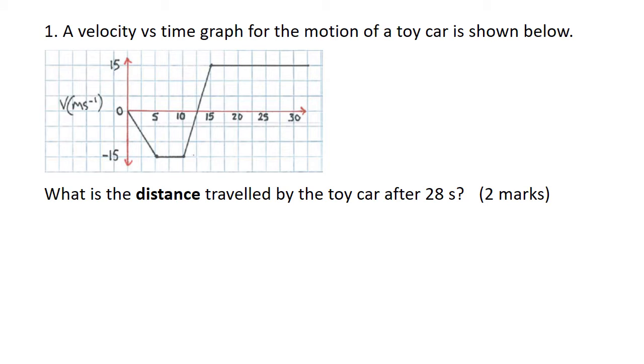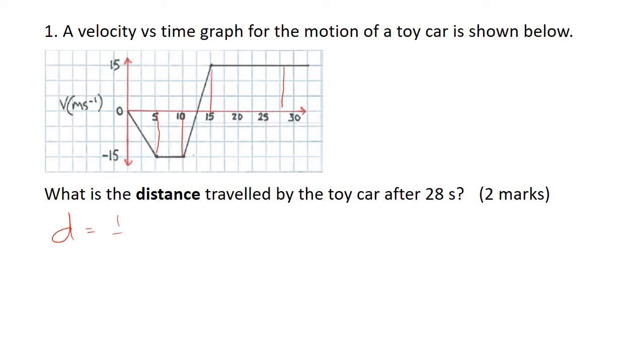So remember, distance is the area under the graph, but it doesn't matter whether it's above or below the axis. So all we've got to do is divide our graph up into sensible shapes. I generally go with triangles and rectangles, and work out our area there.